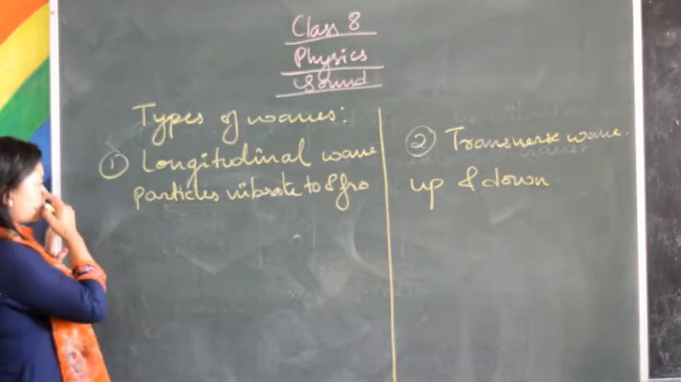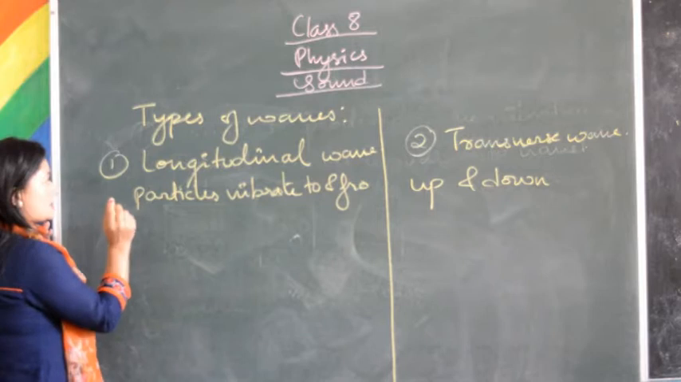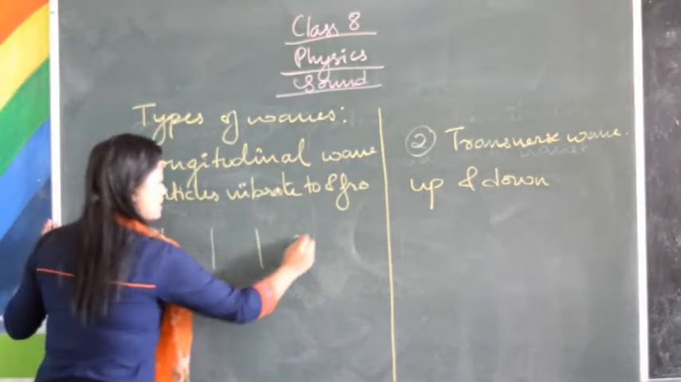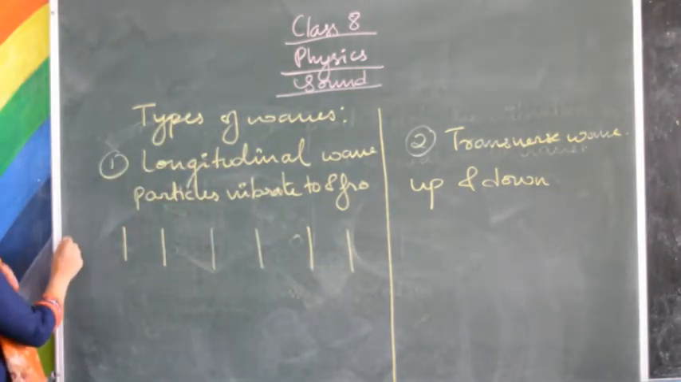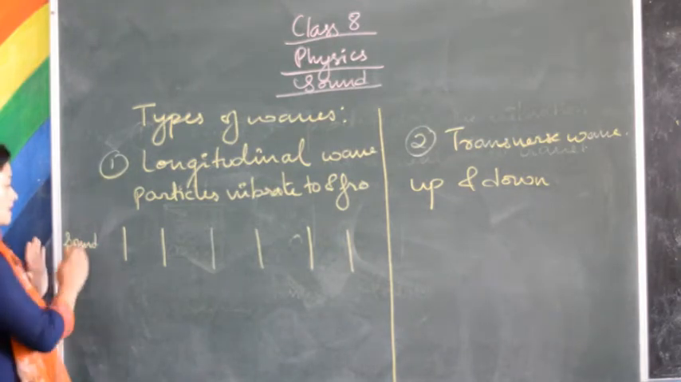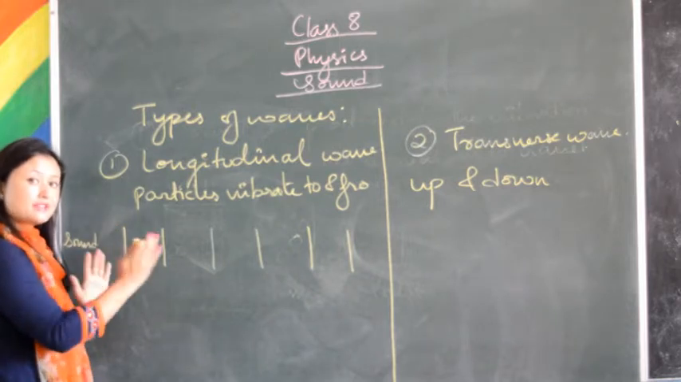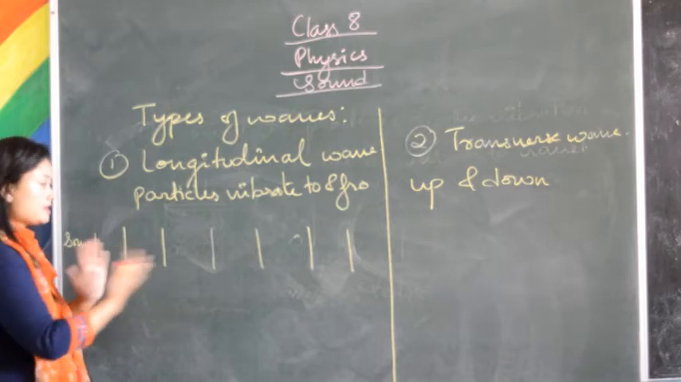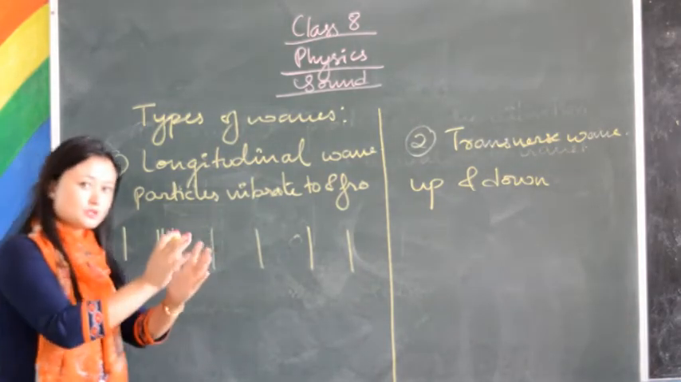Okay, so another one is, this is how longitudinal wave particles travel. The particles are here and sound is produced from here. When the sound is produced, what happens? The particles which are closer to the sound get disturbed, so they are moved forward. They get disturbed and move forward, and they just come closer.